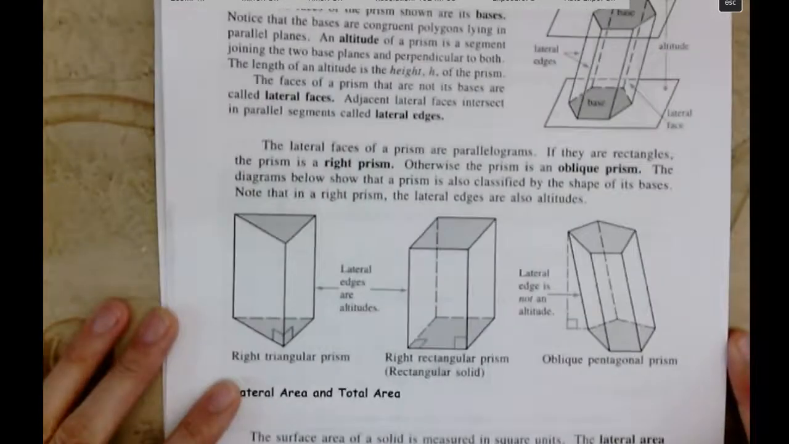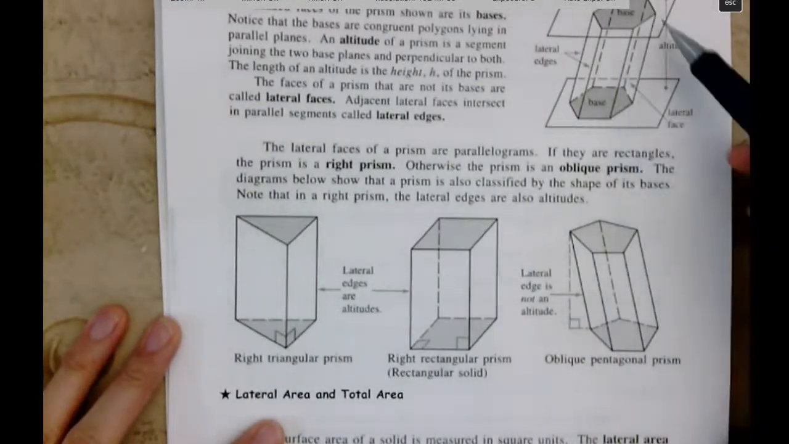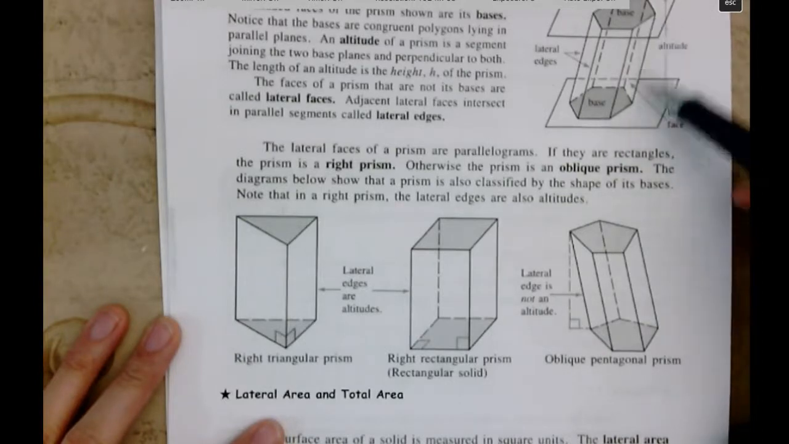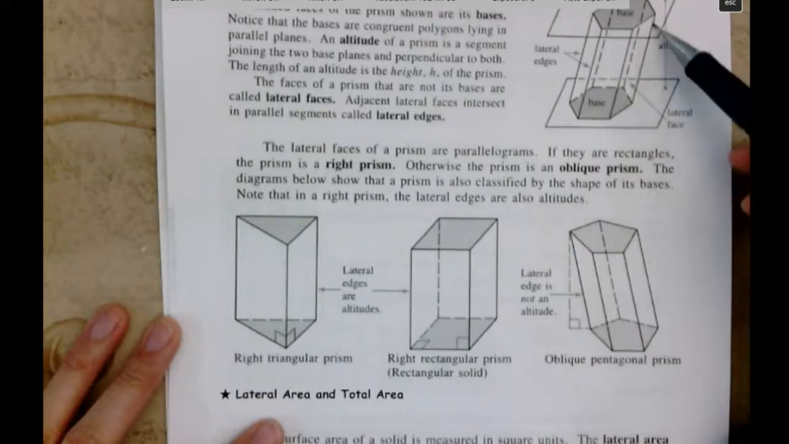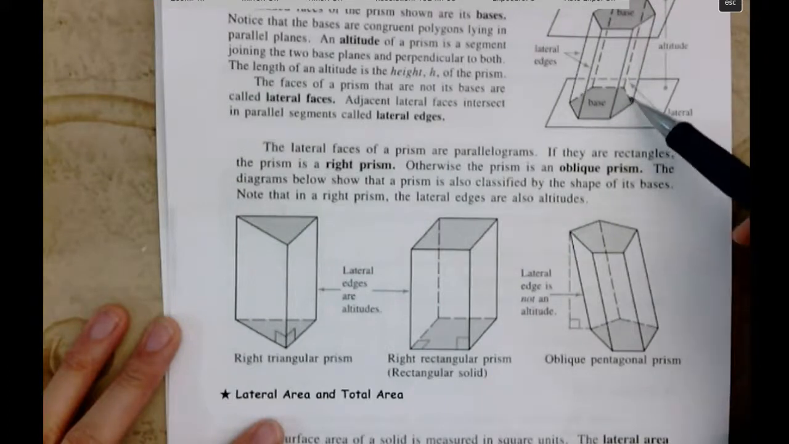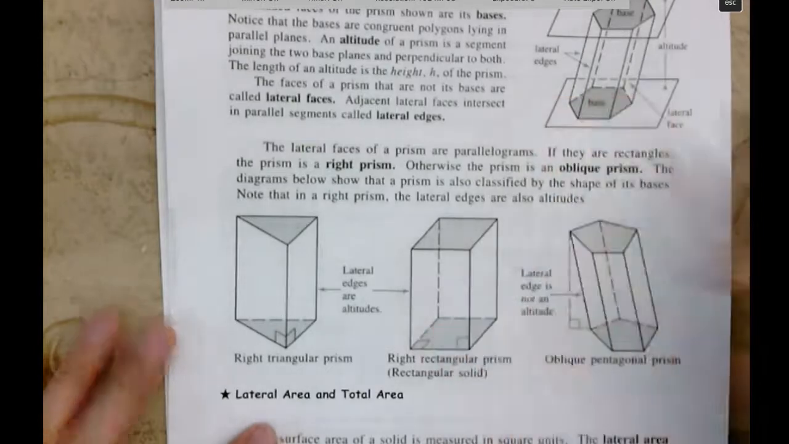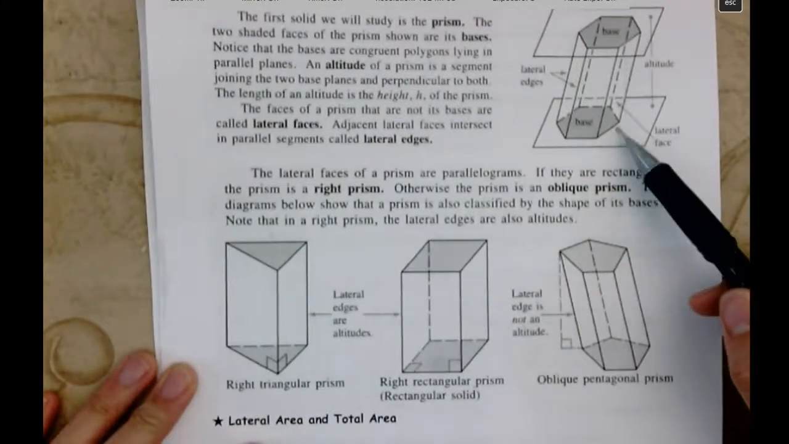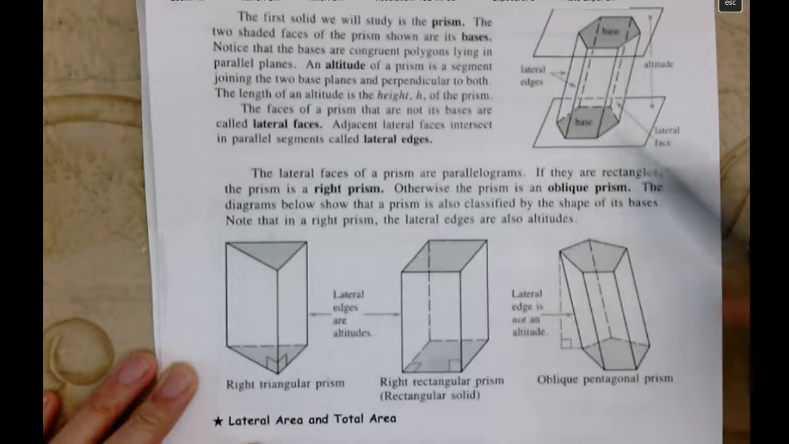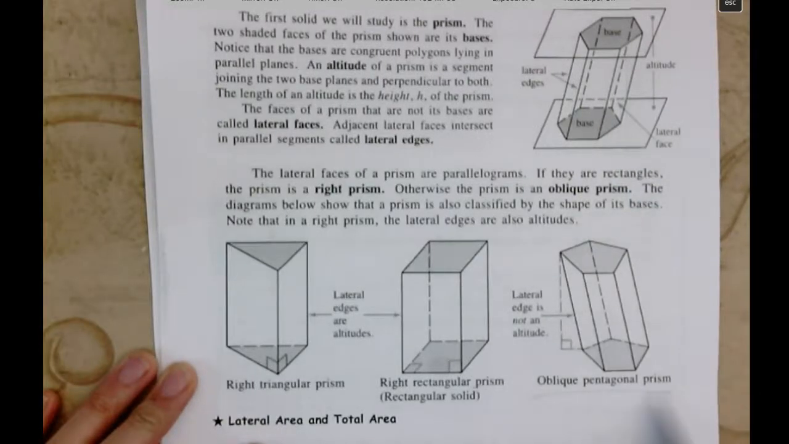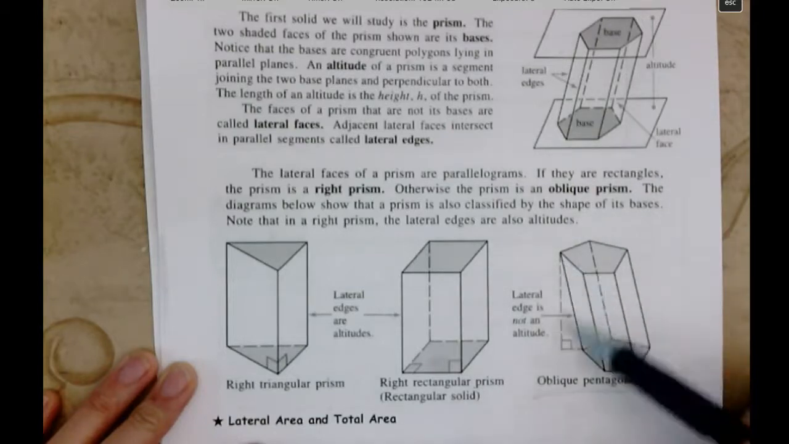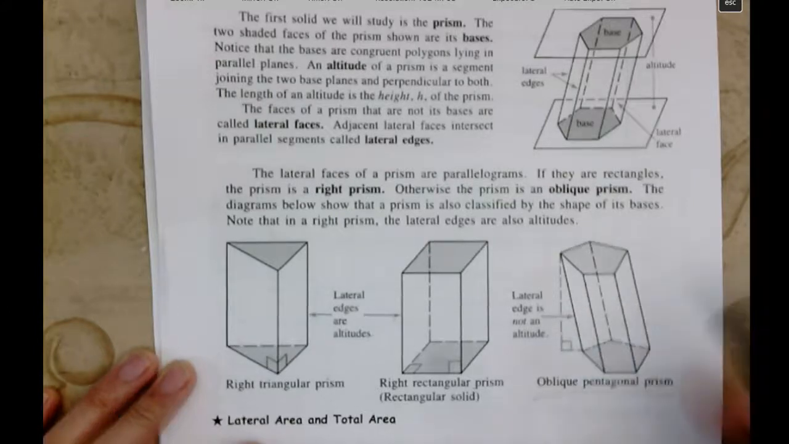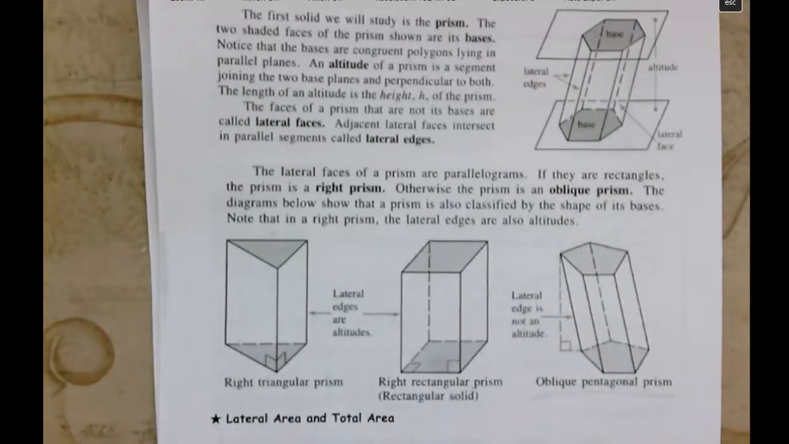The height, or this length right here, is called the lateral edges. If the lateral edges are not perpendicular to the base, that is called an oblique prism, like this oblique pentagonal prism. We are not going to deal with these. It's just outside the scope of the curriculum.